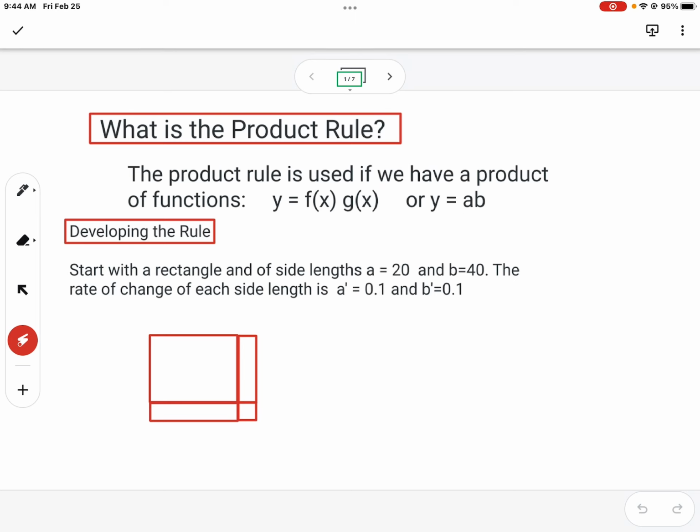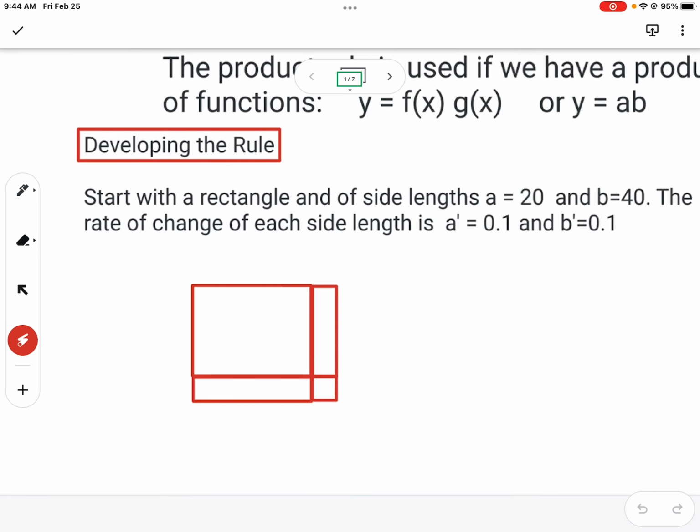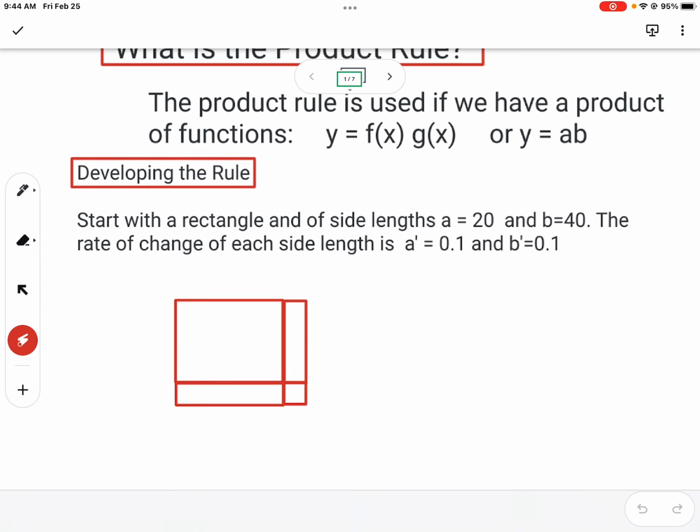So I'm going to start by developing the rule. Okay, start by developing the rule. And here's how we're going to do it with a specific example. And I think you're going to find that this is fairly easy.